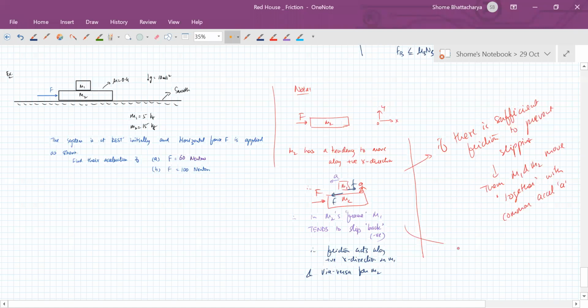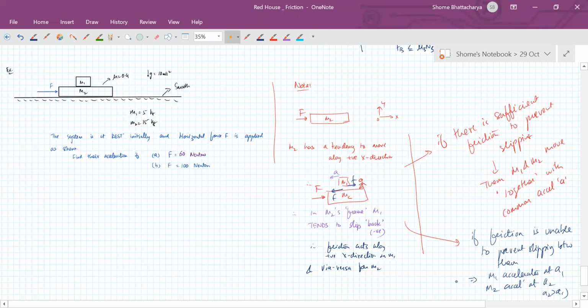A common. Okay, and on the other hand, if friction is unable to prevent slipping between them, okay, then what will happen? M1 accelerates at a1, M2 accelerates at a2, where a2 will be greater than a1. The one that you're pushing, the one below, it will slide faster. And obviously, eventually M1 will topple over.